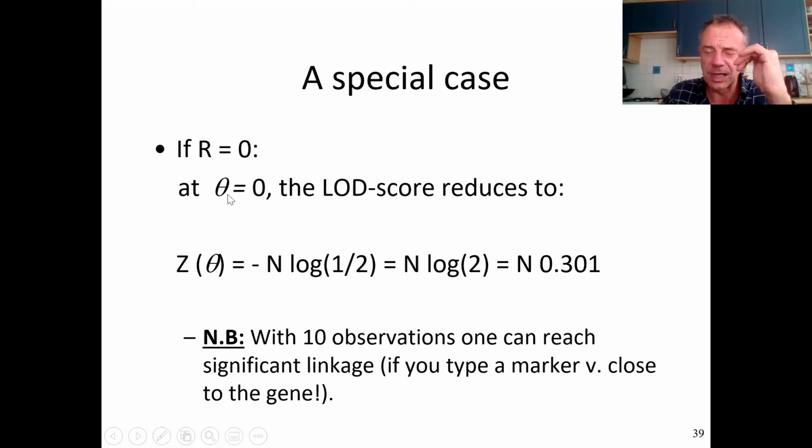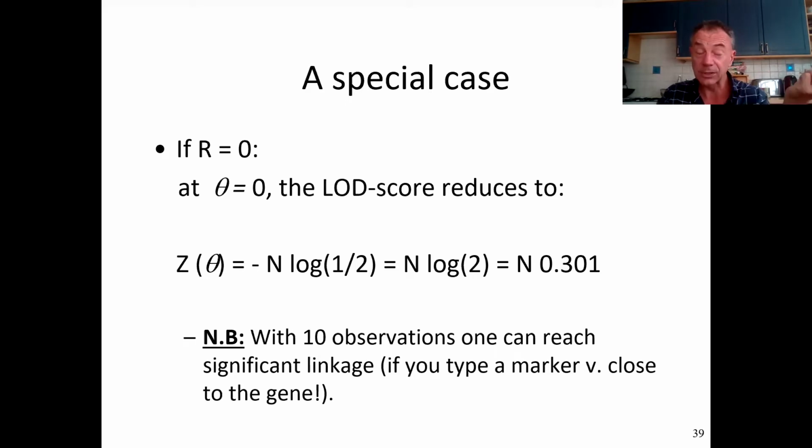the probability of, so we've got 0 recombinants. If the recombination probability is 0, then the probability of observing 0 recombinants is 1. We have to observe 0 recombinants. The probability of that is 1, and then the likelihood is 1, and then the log of the likelihood is 0. The log of 1 is 0. So when there are no recombinants, then at theta equals 0, the log likelihood is 0.